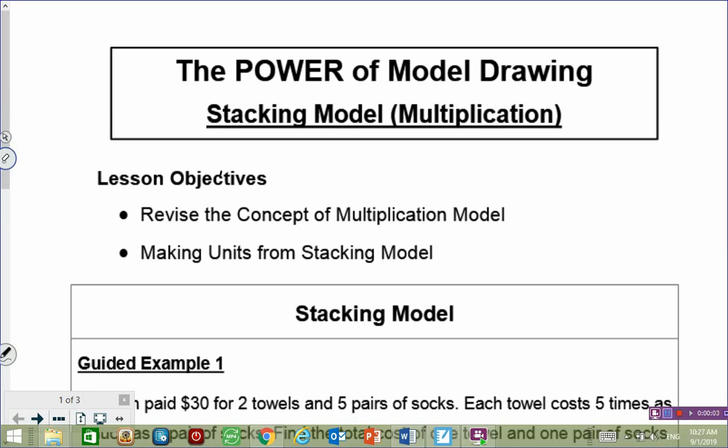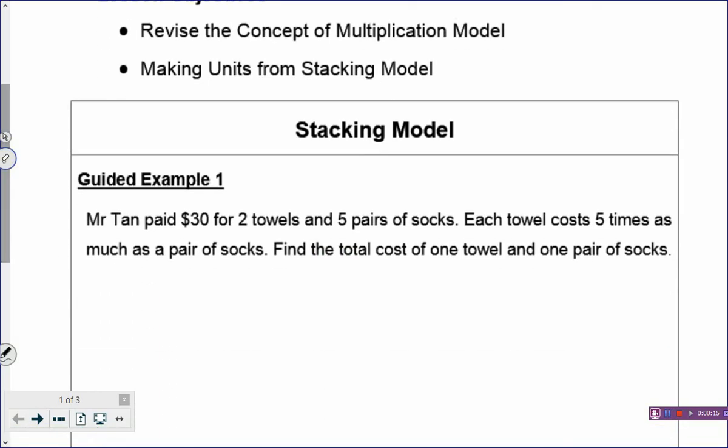Now, today we are going to look at stacking model with multiplication. So in this lesson, we are going to revise the concept of multiplication model, and we are also going to learn how to make units from the stacking model. So let's look at guided example 1, and let's highlight the keywords and numbers.